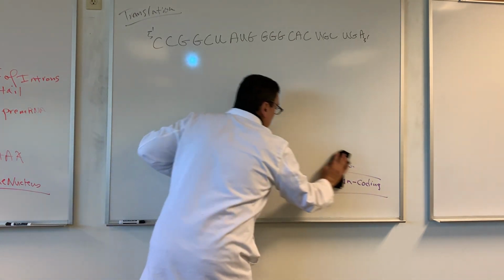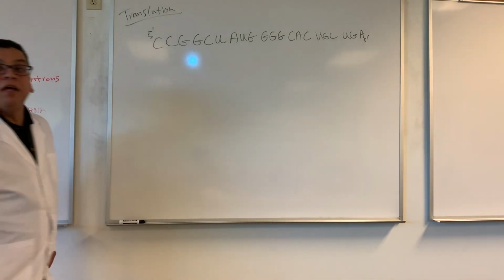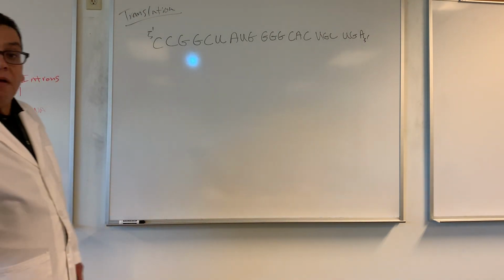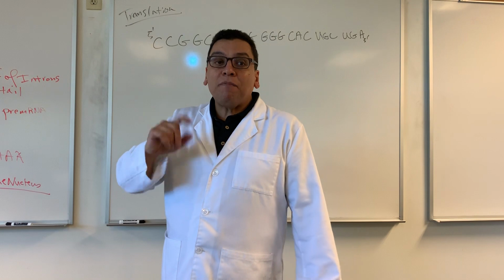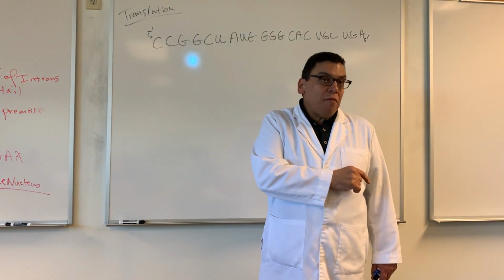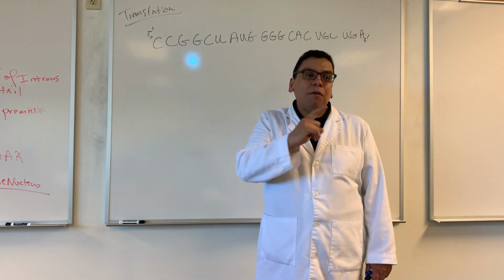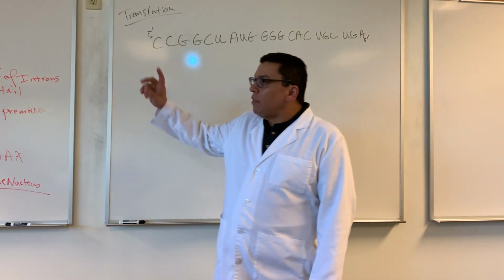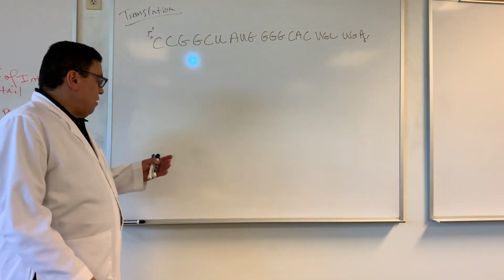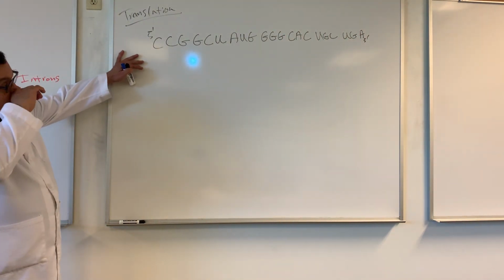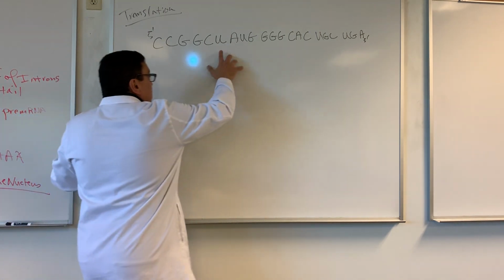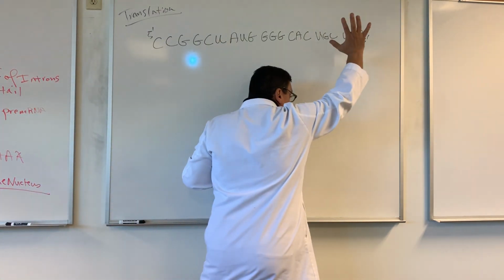Does it always have to be in the order of 3 prime to 5 prime? Yes. It's going to read 3 prime to 5 prime because it has to make the RNA 5 prime to 3 prime. For it to make the RNA 5 prime to 3 prime, it has to read the template 3 prime to 5 prime. It's no different than when we talked about the leading strand and the lagging strand.